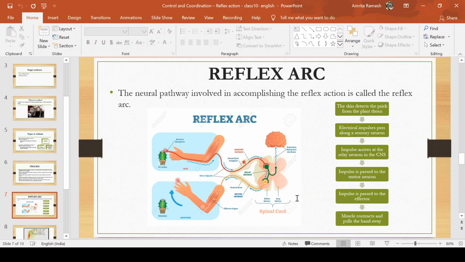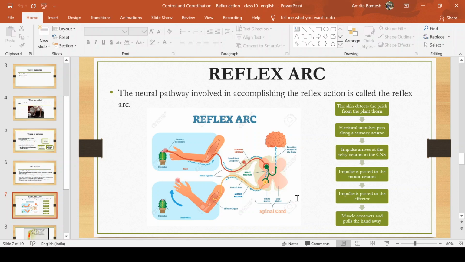Now, reflex action, we know, is the quick action that we do. When we touch a hot object, the immediate removal of our hand is the reflex. That's the action which we show. But what is a reflex arc? Reflex action is a different term, and reflex arc is a different term. The reflex arc is the neural pathway involved in accomplishing the reflex action. There is a pathway that is involved in completing the reflex action.